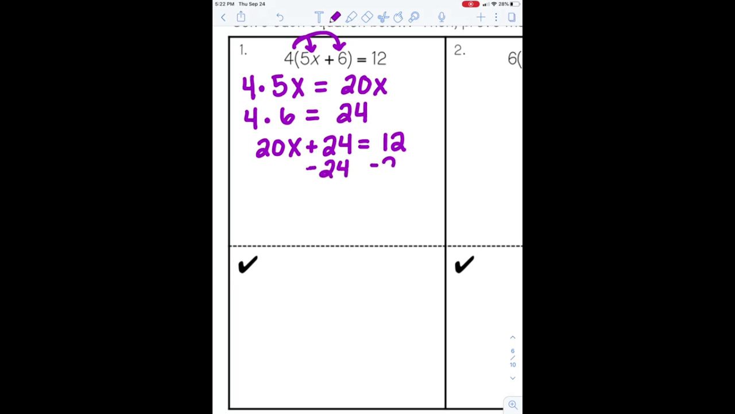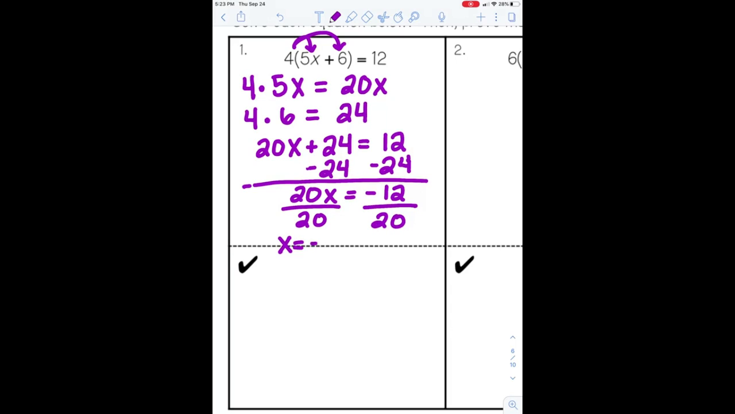Just like we normally do, I'm going to add or subtract my constant first, which is 24. I'm going to subtract that from both sides so I can undo that addition, okay? So I'm going to subtract 24 from both sides, and I'm going to have 20x is equal to negative 12. Then I'm going to do my second step, which is to divide by my coefficient, which is 20. So I'm going to divide both sides by 20, and that is going to give me x equals negative 12 over 20.